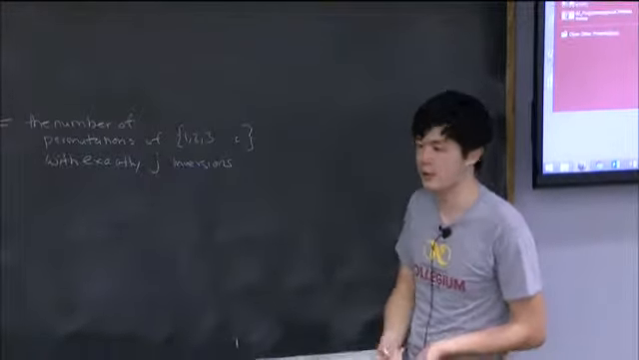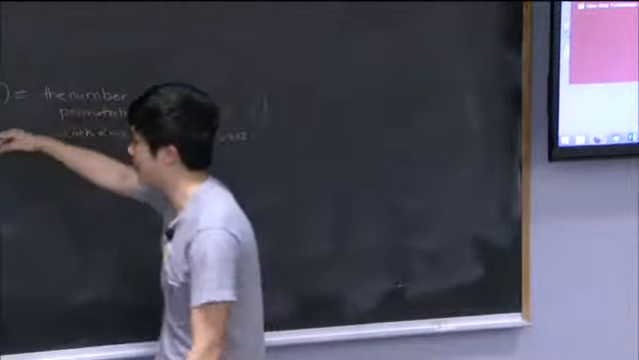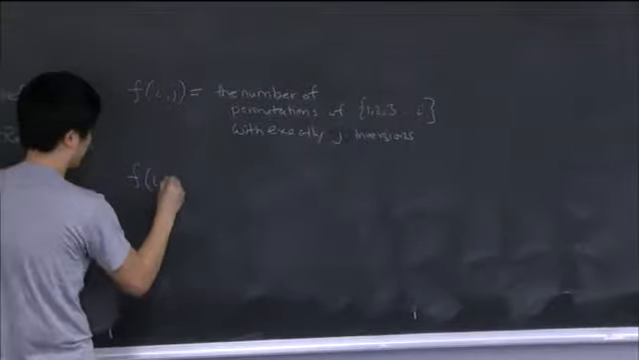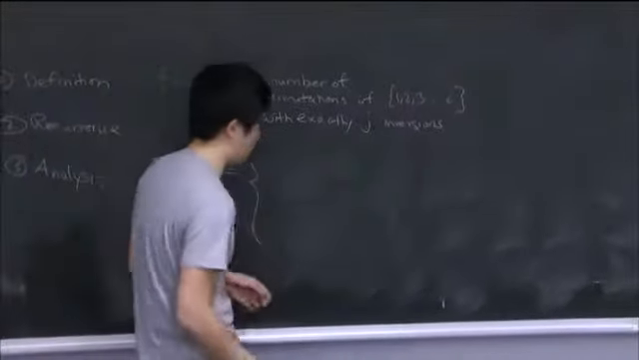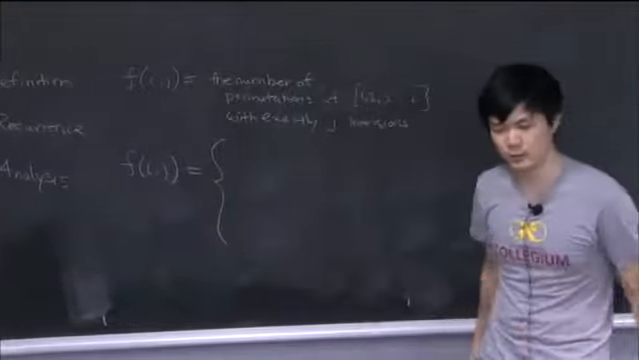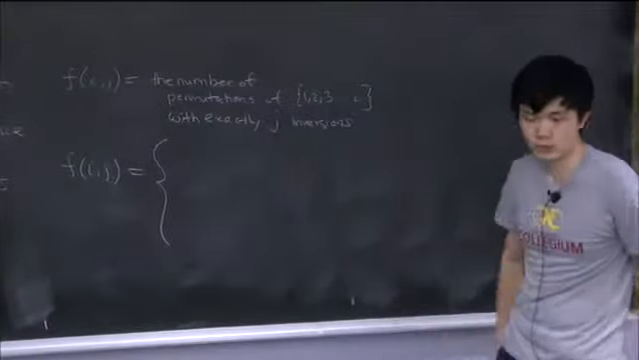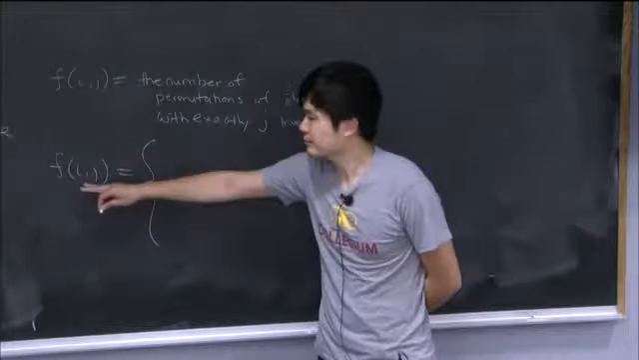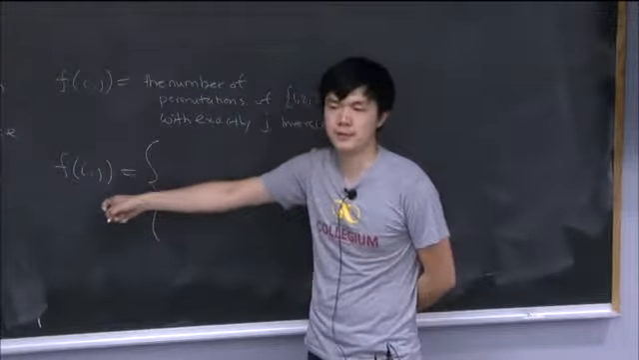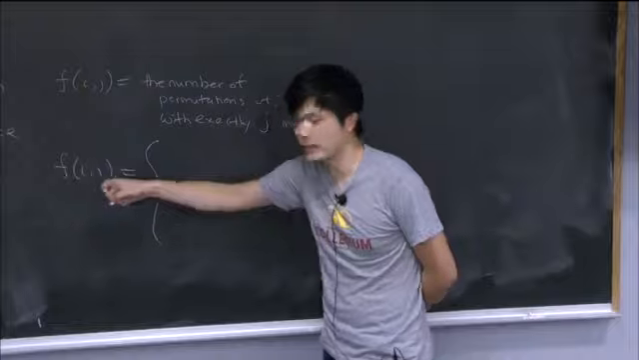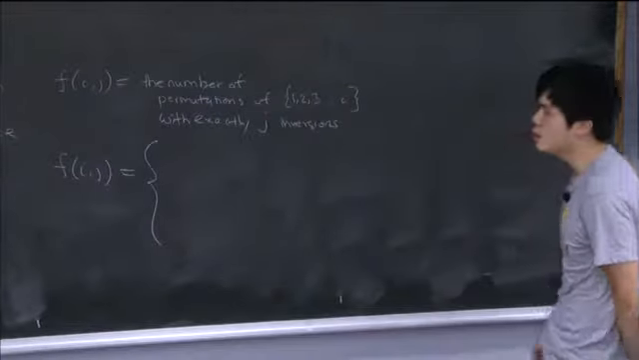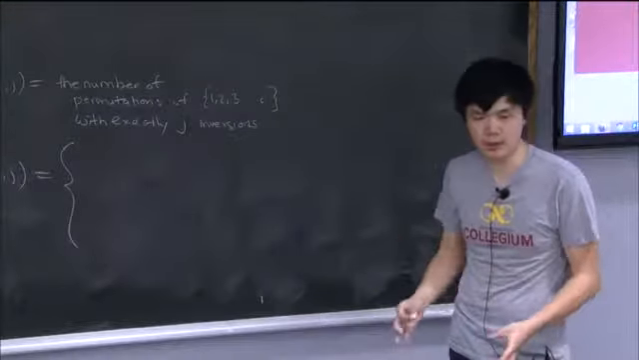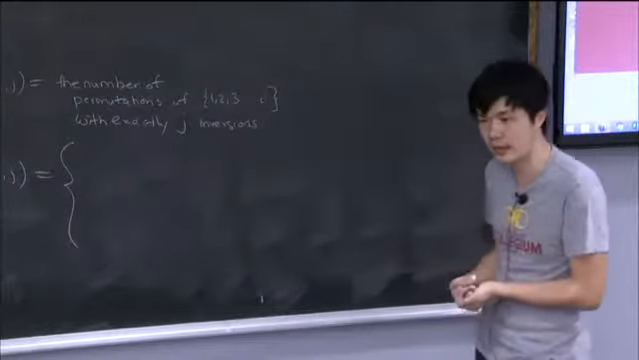Now let's think about how we can relate this f of i, j to f of smaller numbers. I'll leave the base case for you to do, or just look at the solutions when they're posted. We'll just do the hard part, which is the recursive case. I want to count how many permutations of the first i numbers have exactly j inversions. So I want to see all the ways that this could come about. My goal is to count all these ways.